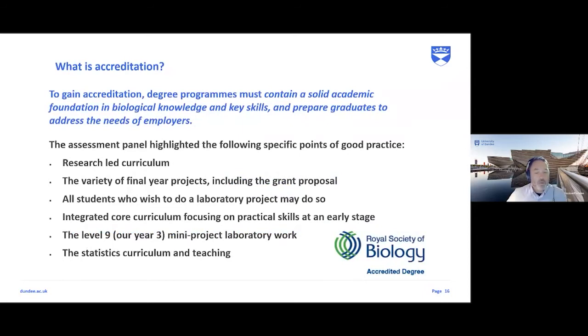So we talked about, I mentioned accreditation. So what is this accreditation thing that I said? Accreditation is basically a stamp of approval by a learned body, in this case, the Royal Society of Biology, that says that our programs meet a high standard. For the Royal Society of Biology, degree programs must have a solid academic foundation in biological knowledge and skills and prepare graduates to address the needs of employers.